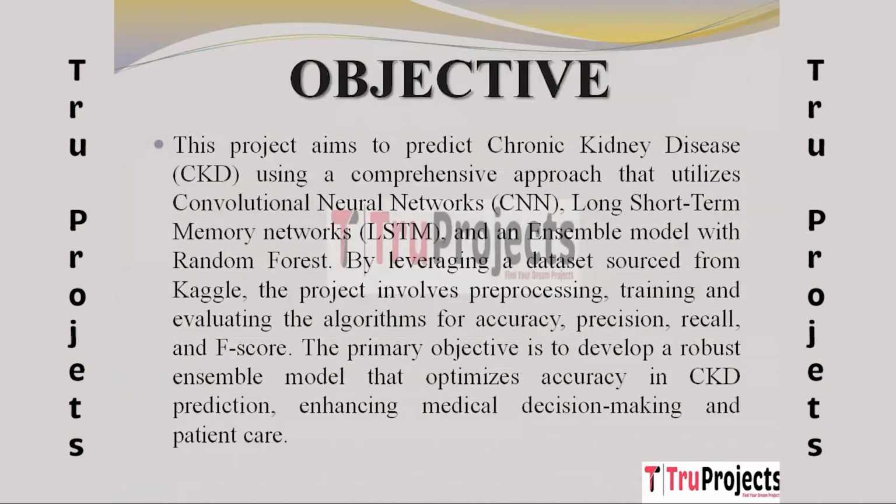Objective of the project. With the help of convolutional neural networks, long short-term memory networks, and an ensemble model with random forest, this project seeks to predict chronic kidney disease (CKD). The project entails pre-processing, training, and evaluating the algorithms for accuracy, precision, recall, and F-score using a dataset obtained from Kaggle. The main goal is to create a strong ensemble model that optimizes CKD prediction accuracy, improving medical judgment and patient care.